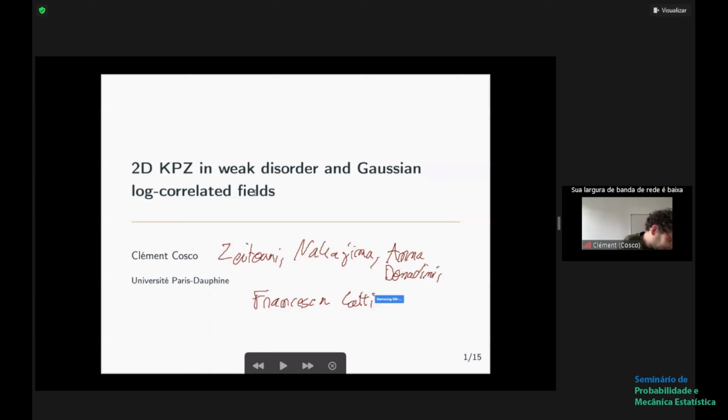So it's made out of several objects. The first one is a simple random walk on Z^d. So you are on the grid, and your random walk can go to any of its neighbors on Z^d with equal probability.